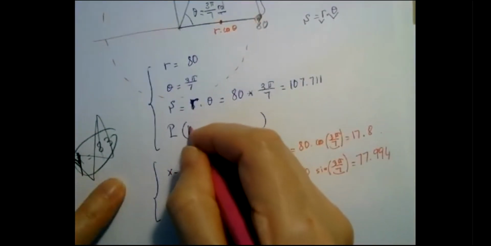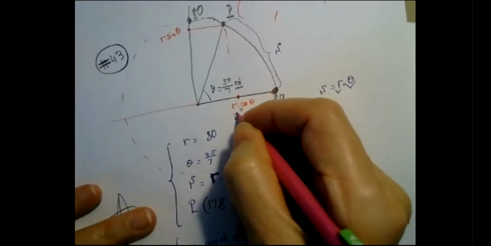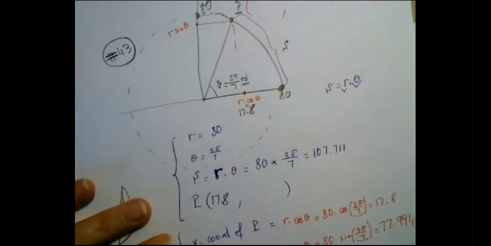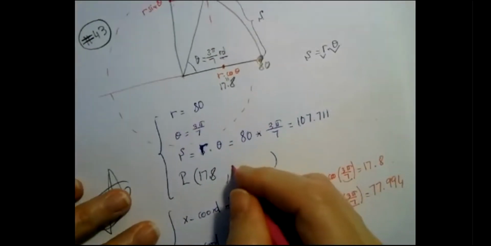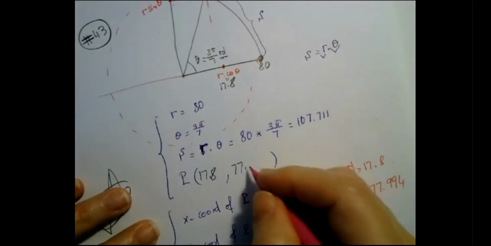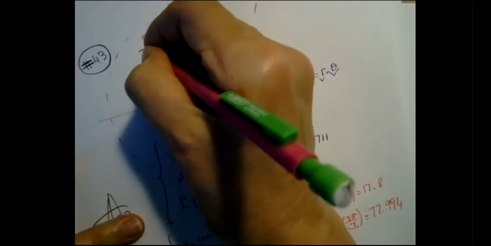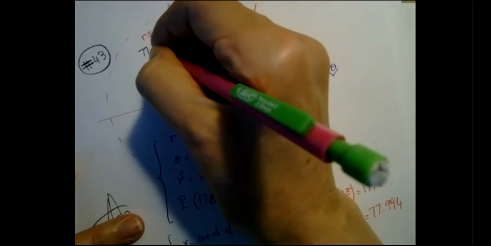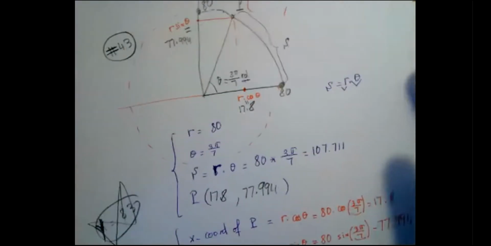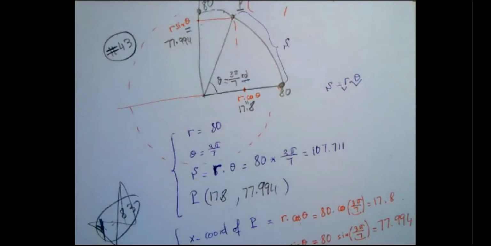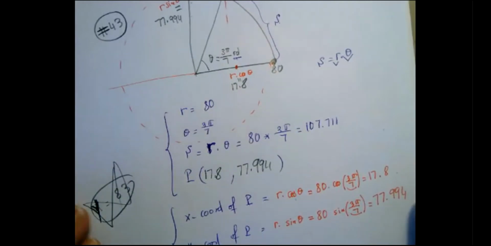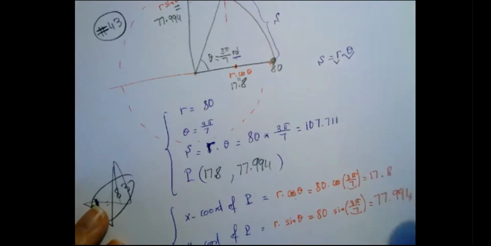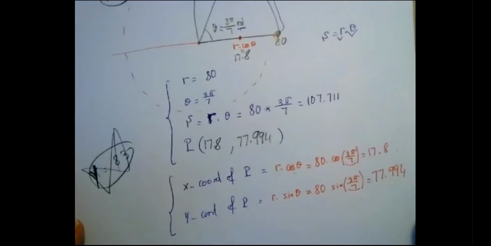All right. So my point P will have y coordinate 17.8. It means in your picture here, that's the 17.8. And the x coordinate is 77.994. Means in your picture, this is the 77.994. Any questions before we move on?